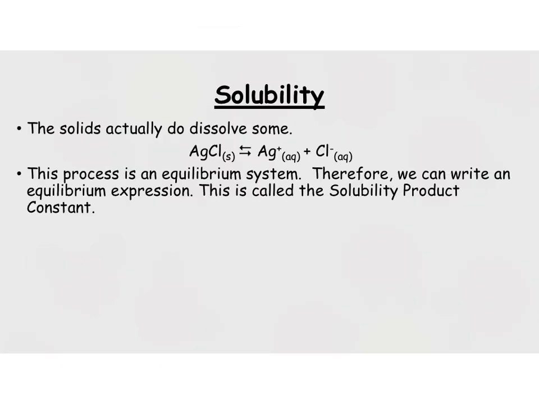But what we didn't tell you was that those solids can actually dissolve a little bit. This is an equilibrium process, so we can write an equilibrium expression for it. We call the equilibrium expression for an insoluble salt the solubility product constant, abbreviated Ksp. That helps me remember solubility product, that's where the S and P come from.